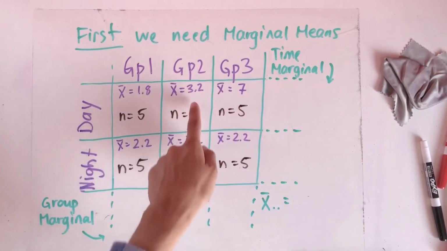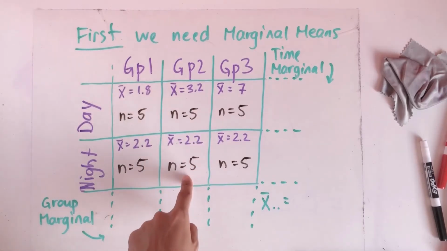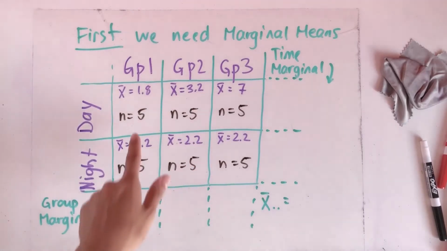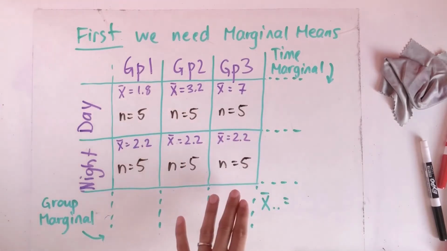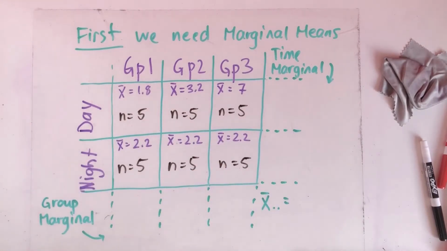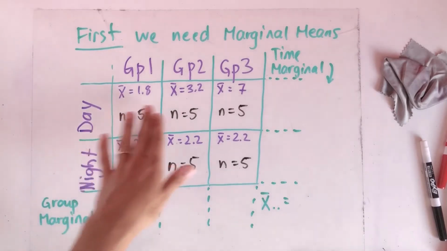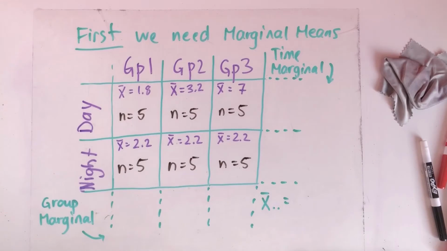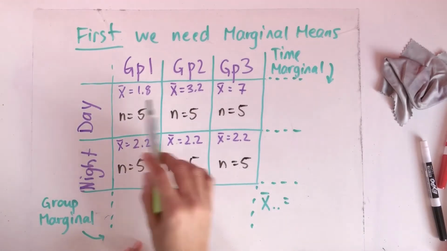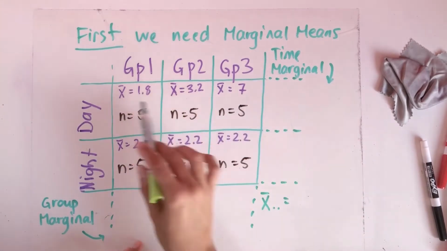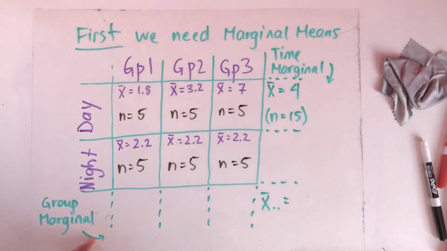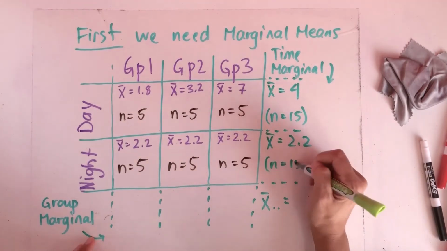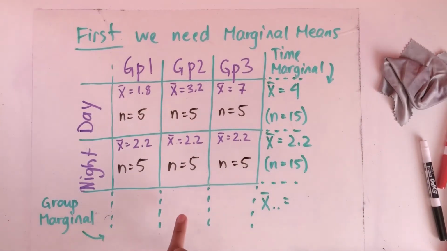Group 2's mean for the day is 3.2, as you might recall, but for the night it becomes 2.2, like the rest of the nighttime means. And here is also the cell size. Because the n's are equal across all of these cells, I can use my shortcut where the cell means written here can help me find the marginal means. So can you do the group marginal means for group 1, group 2, and group 3?